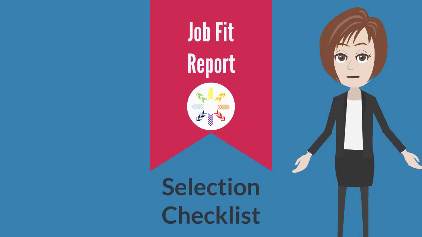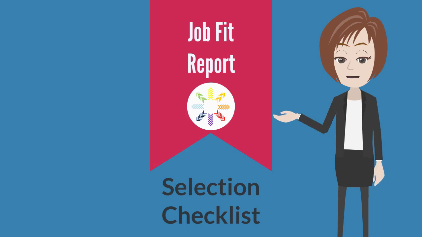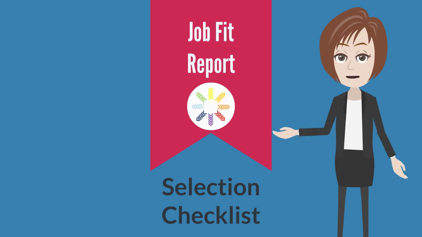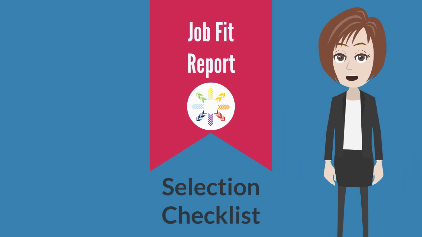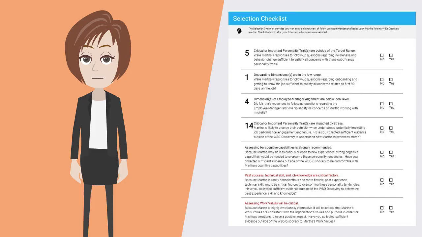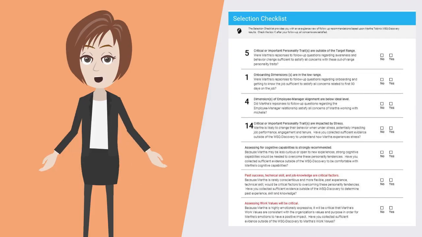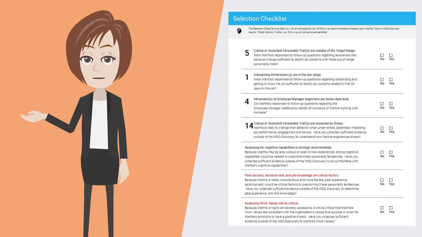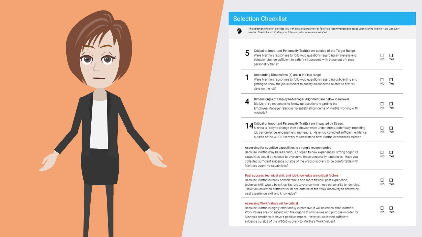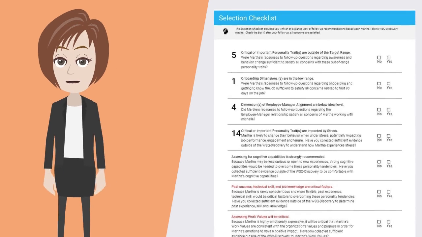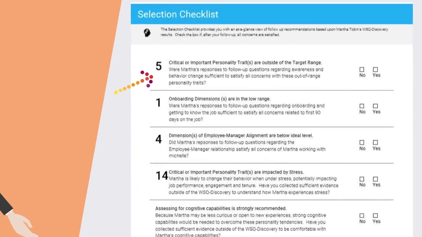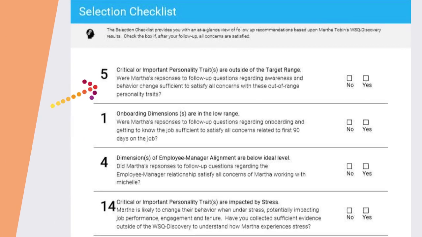Lastly, we have the selection checklist. The selection checklist provides you with an at-a-glance view of follow-up recommendations based upon the candidate's WSQ-Discovery results. The selection checklist is a rundown of what WSQ-Discovery identified as the key areas to be curious about. For instance, you can see here how many of the critical and important traits are outside of the target range, and it has a corresponding question for you to answer.